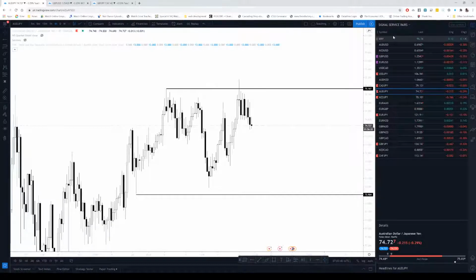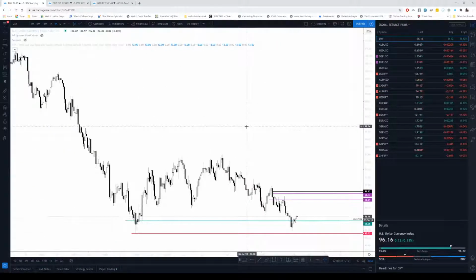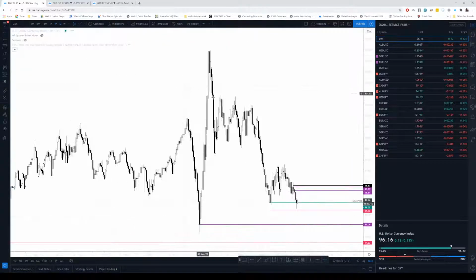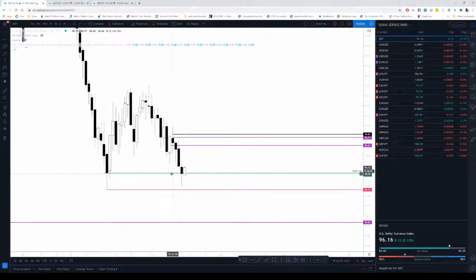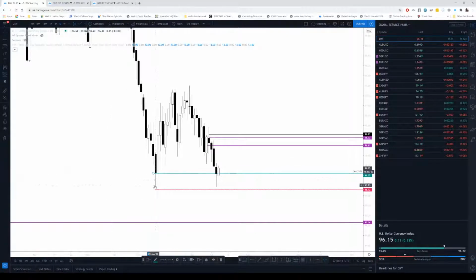Okay, let's start with the dollar as usual. Okay, nice one. So yesterday we saw the dollar trying to clean this low, and I was watching this level as a potential bounce. It went through it, and I was excited that we were going to take out this low, but for some reason this wick has given some form of a bounce.